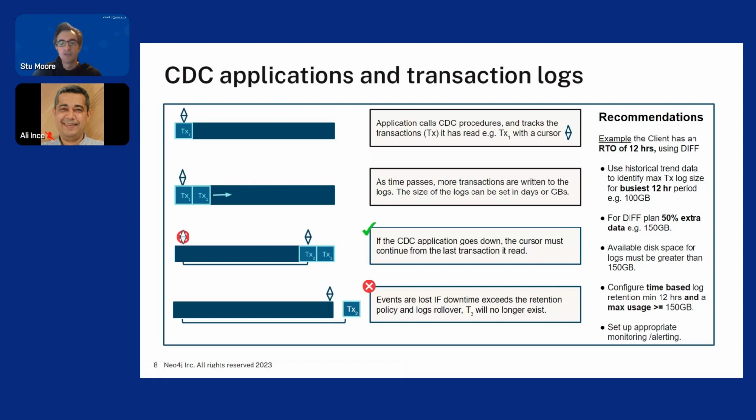You should use historical trend data to understand the busiest periods of your database and the amount of log files generated in that time. Then size for an additional 50% of data if you're using diff mode, or 75% for full mode, and ensure that available disk space exceeds the size of data generated in this time period. To ensure you don't get an out of disk event, you should configure the max log retention as well and configure appropriate monitoring and alerting.